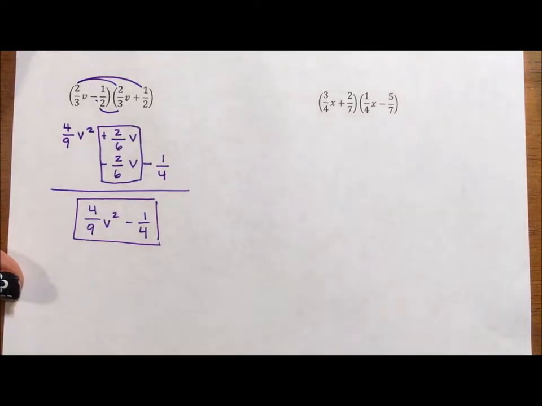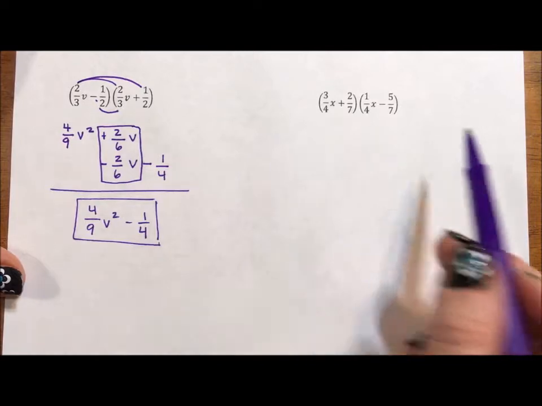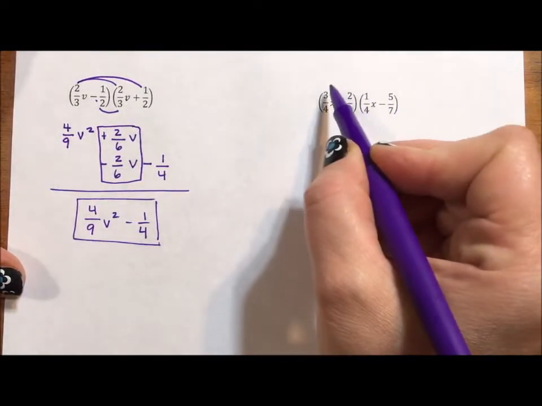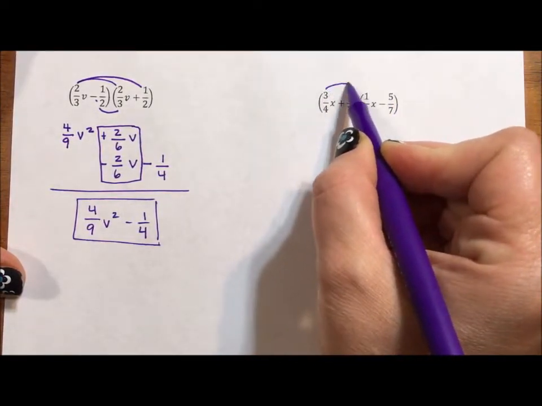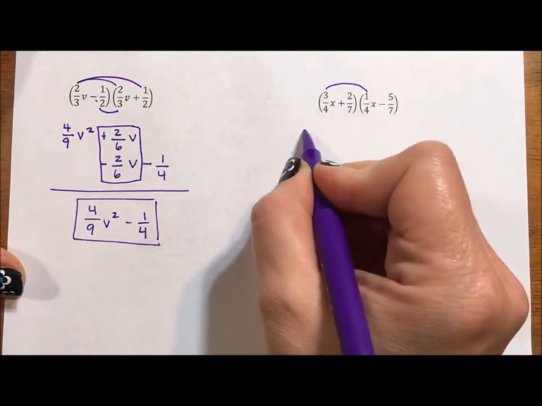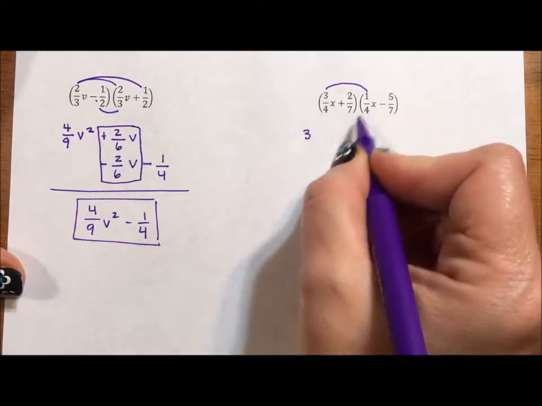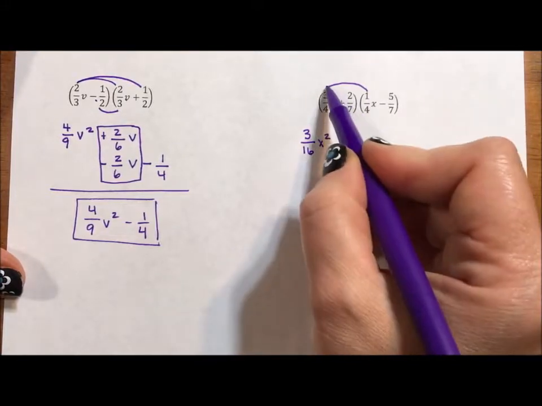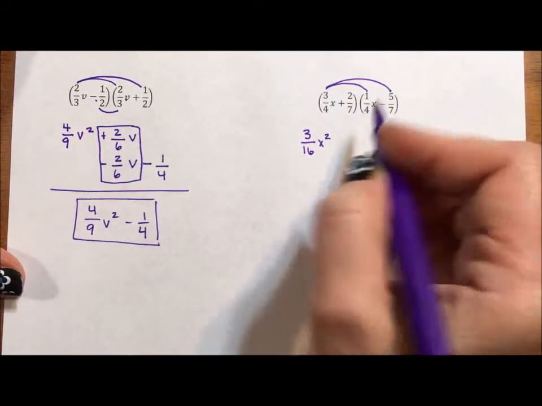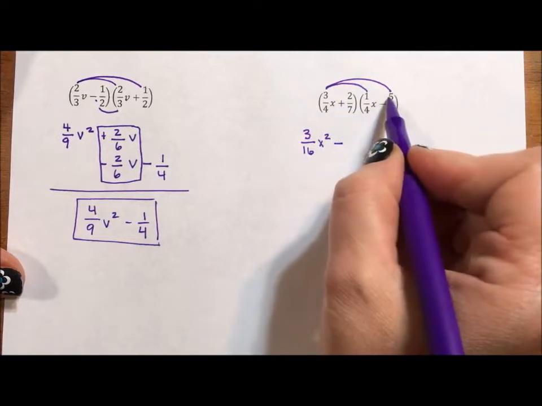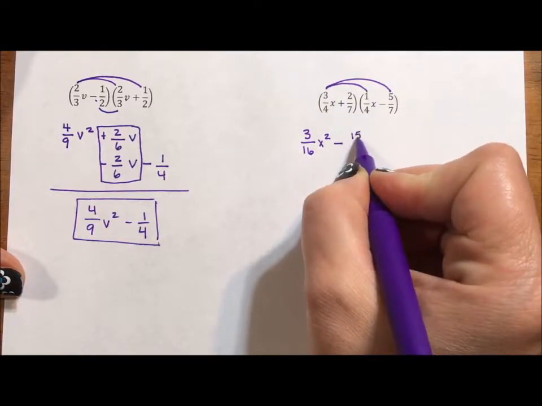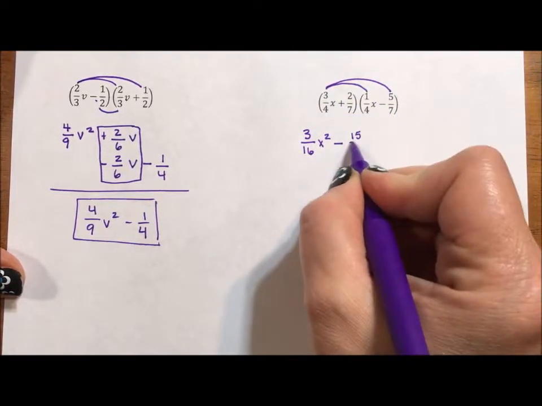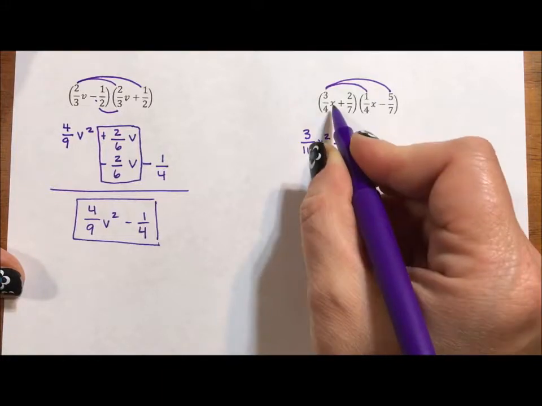Phew! All right, let's try this next one. I don't think this next one's going to be as nice. There's none of this equal but opposite stuff going on. All right, I'm going to take this first term and multiply it over. 3 times 1 is 3. 4 times 4 is 16. And I have an x squared. All right. Minus 3 times 5 is 15. 4 times 7 is 28. And x.